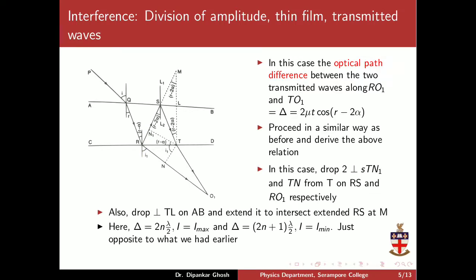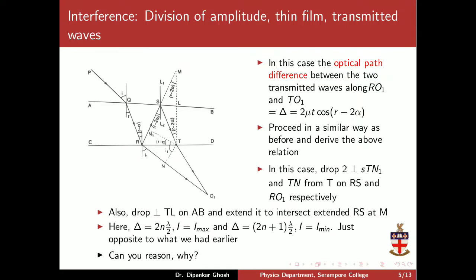Here delta is equal to 2n lambda by 2, when delta, that is the path difference, is 2n lambda by 2, that is an integral multiple of the wavelength. We have maximum intensity, and delta, when it is equal to a half integral multiple of lambda, we have minimum intensity. So we have just opposite conditions of reflected rays.